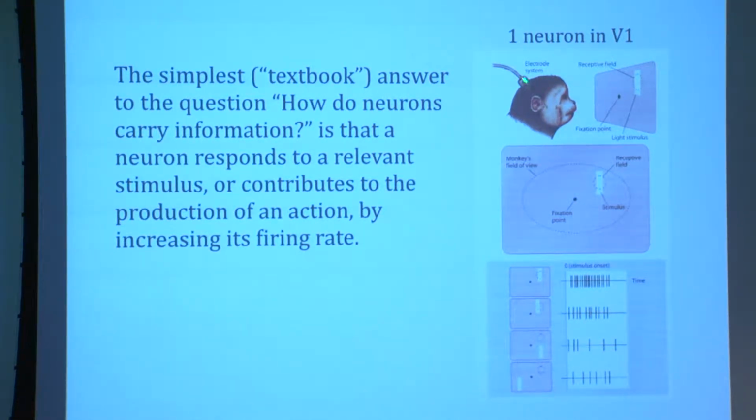And this is, again, a textbook cartoon of what's done in real experiments where one neuron is recorded from the brain of an animal, here a monkey, in this case from primary visual cortex called V1. So it's again one neuron. He's looking at what's called a fixation point. He's got to hold his eyes there.